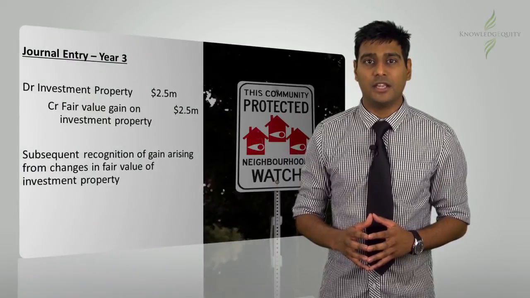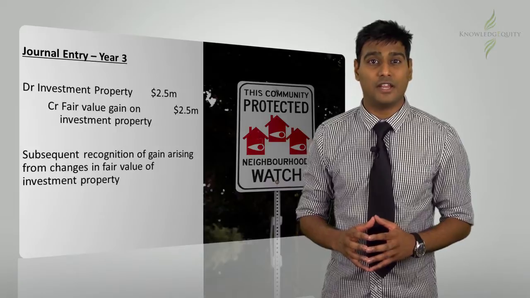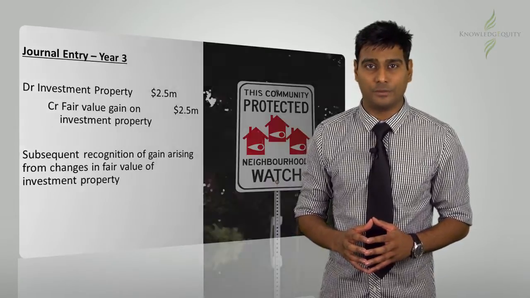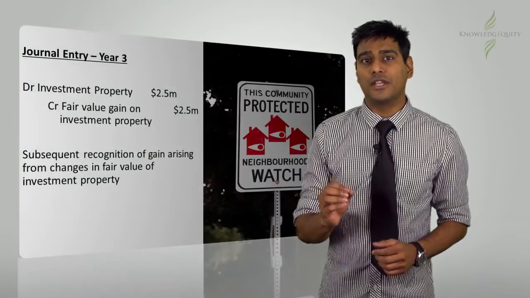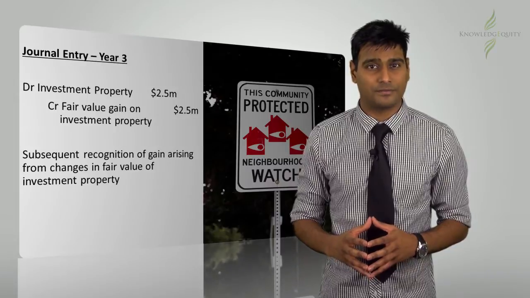The journal entry would be a gain of $2.5 million to increase the value of the houses from $1 million to its $3.5 million value. So you should note that the gain, just like the loss, would be recognized in profit and loss. To recap, investment property is initially recognized at cost, but in subsequent periods it can be measured either using the fair value model or the cost model.